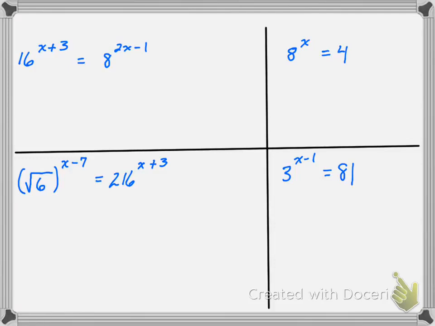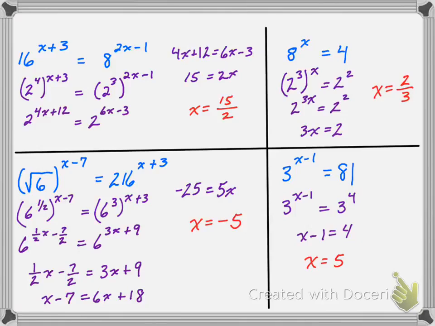All right, welcome back. And so as you can see, we have all the work shown here, along with the answers that are written in red. Most of these are pretty standard. 16, we're breaking it down to a base value of 2 raised to the 4th power. 8 is broken down in 2 raised to the 3rd power. And that gives us these exponents. Solving for x, you're going to subtract 4x over to this side, and then you're going to add 3 over to this side, and that gives us x equals 15 over 2.